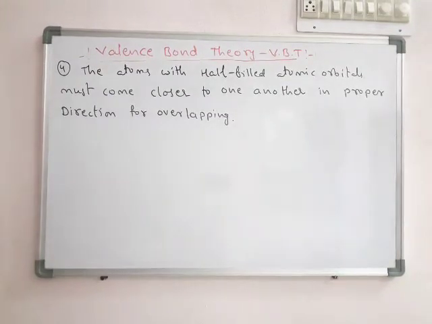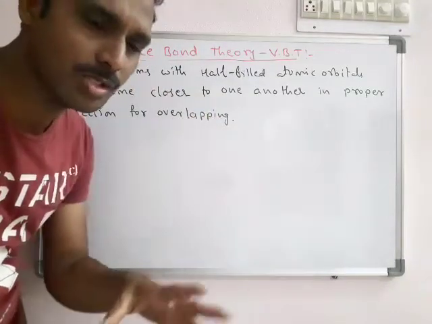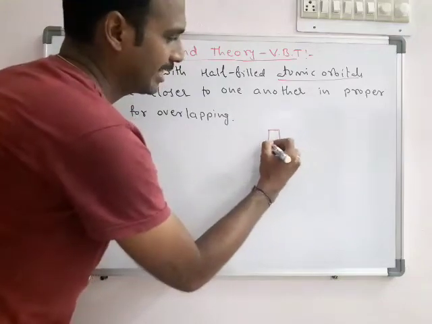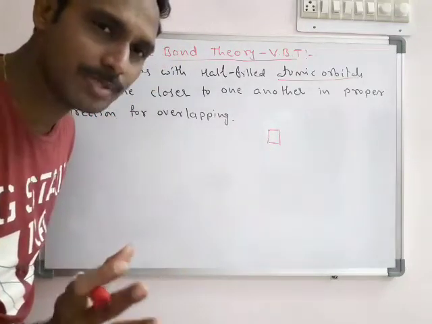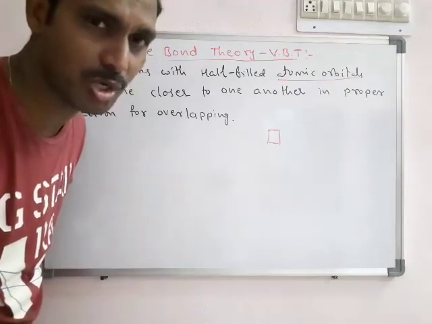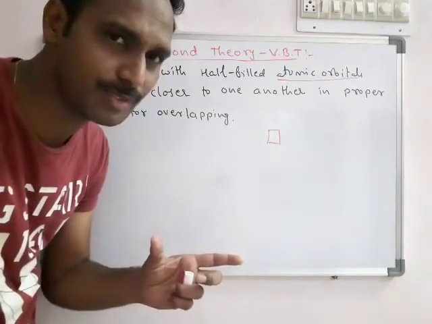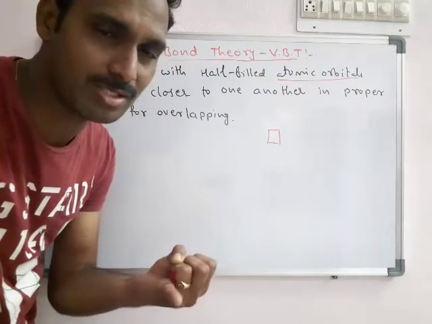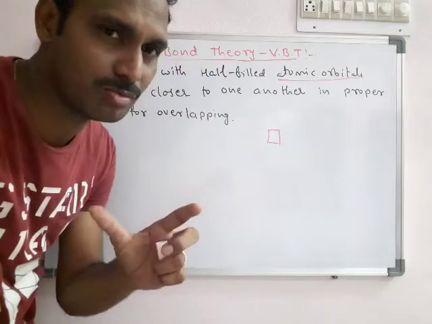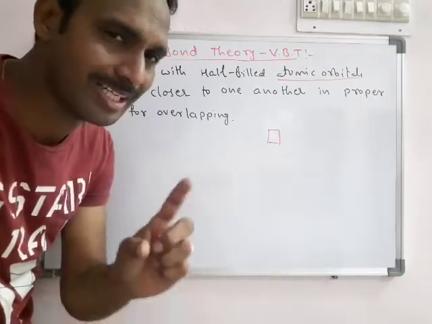Next, see the important point. The atoms with half-filled atomic orbitals. Here atomic orbitals means a simple box. Not a P orbital like that, but Px orbital, Py orbital, Pz orbital. The P is a subshell. S has one box, so S is an orbital and a subshell. In P there are three orbitals, in D five orbitals, and in F seven orbitals are present. Our concern is the individual atomic orbital.